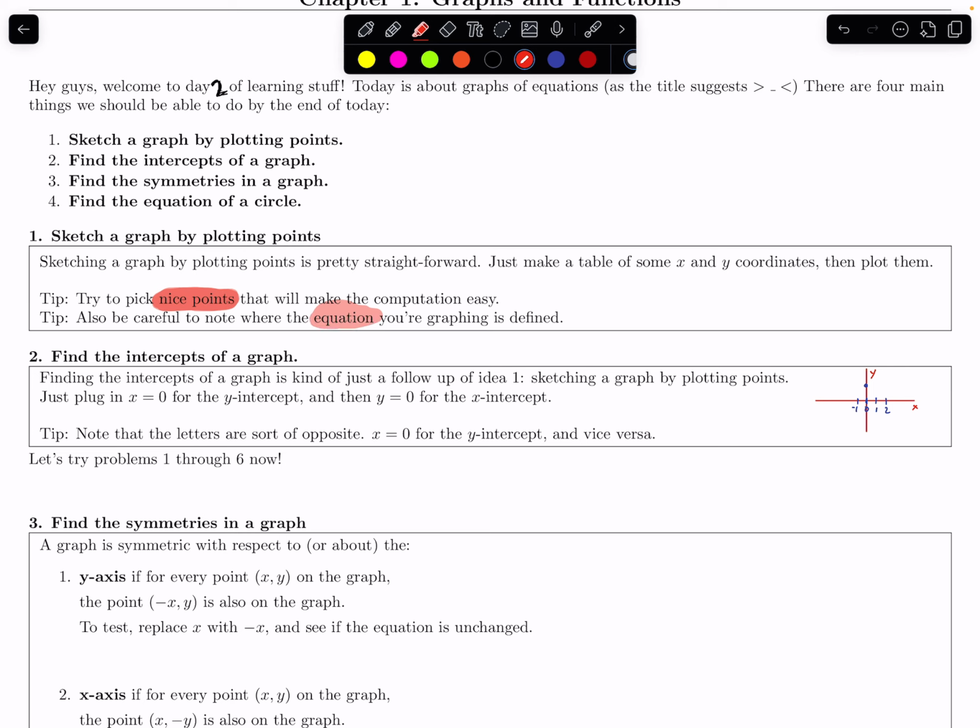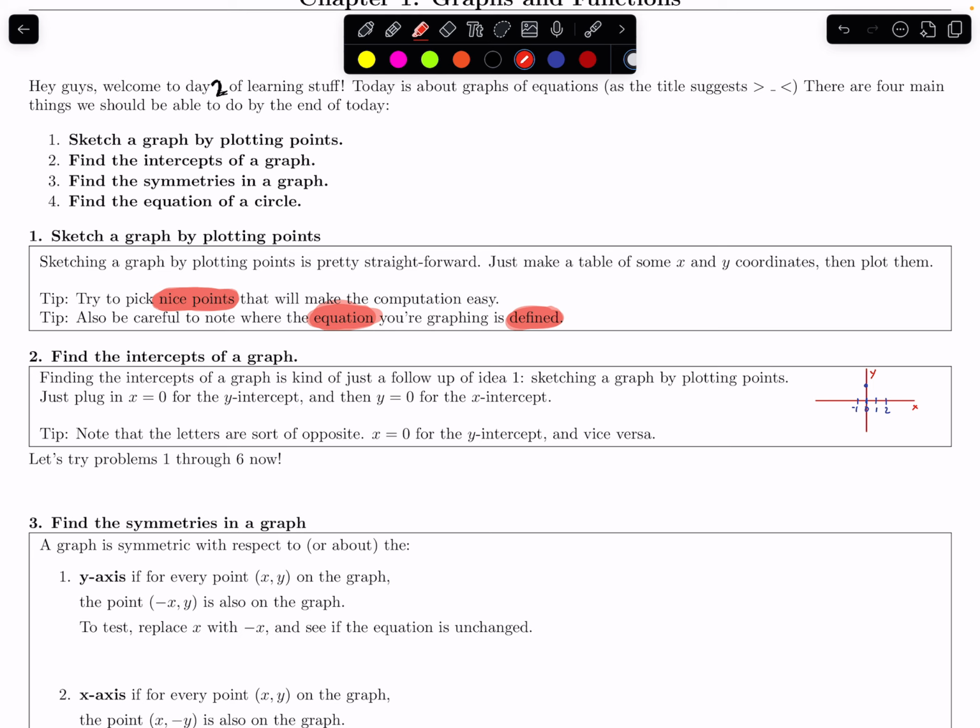That's also typically a lot of times where you're going to get some nice values. So like you'll see in the very first example, an instance of that where you have a square root, and if the square root is negative, it's not defined. So you want to look right where the square root would be at 0. Okay, so that's the first topic, sketching graph by plotting points. 2 tips, pick nice points and pick points that are important looking at your equation. Then the second topic is to find the intercepts of a graph.